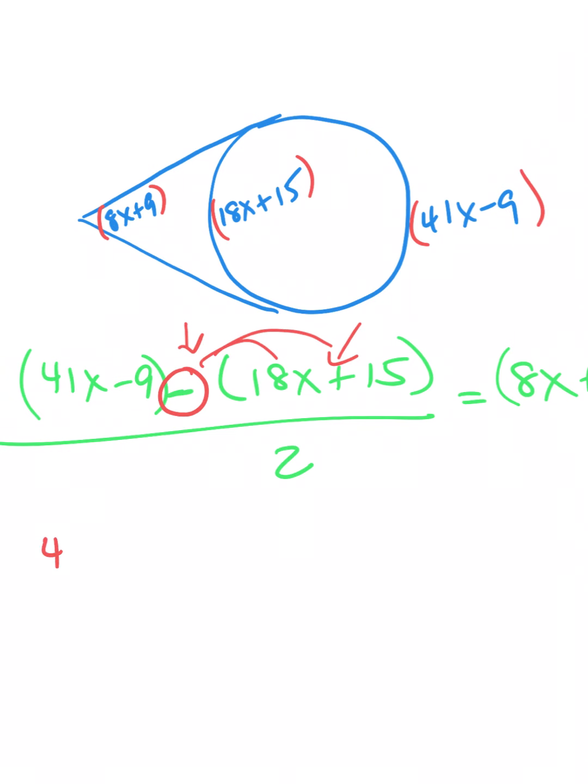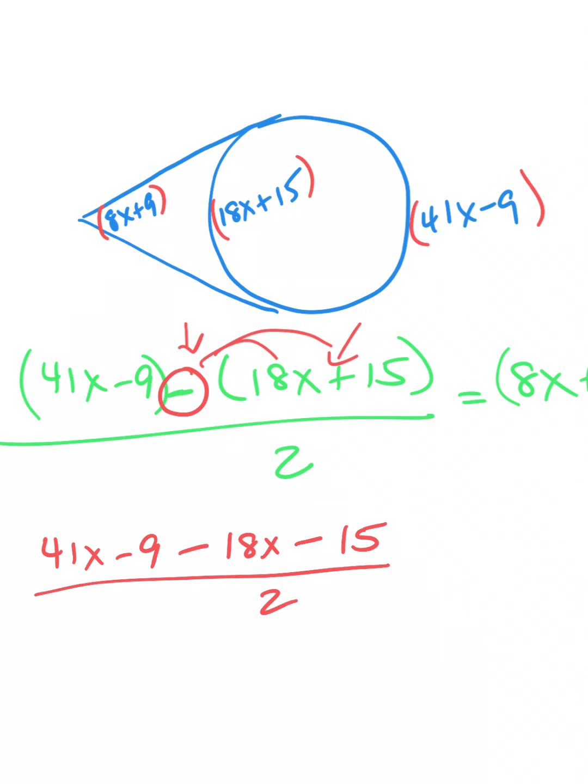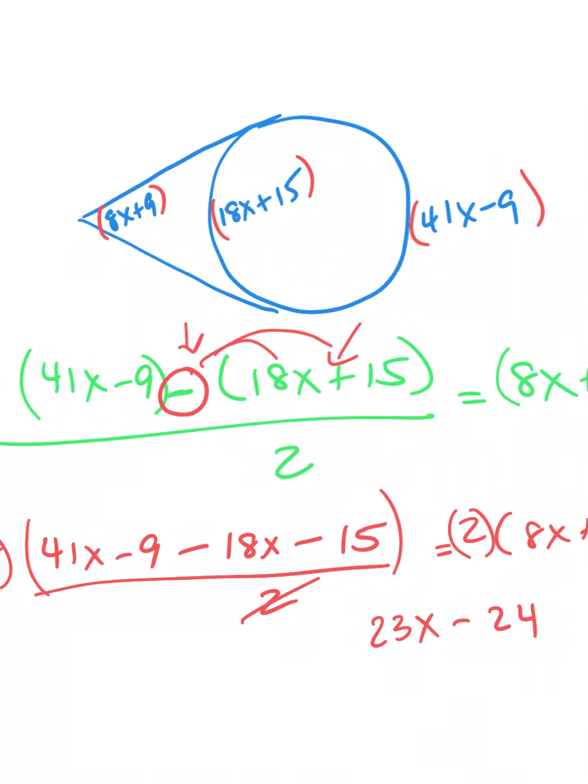So I'm going to rewrite it. 41x minus 9, those don't change. But then you change the signs of everybody inside that next parenthesis. And you divide it by 2 and equals 8x plus 9. So now we do the same thing we always do. Put a parenthesis here, multiply by 2, multiply by 2. These two bite the dust, and I can combine them. So what's 41 minus 18? So you got 23x minus 24 equals 16x plus 18.